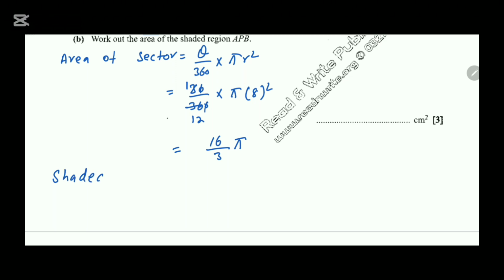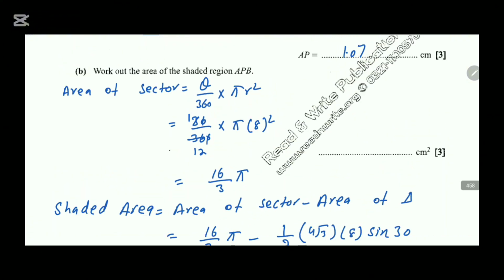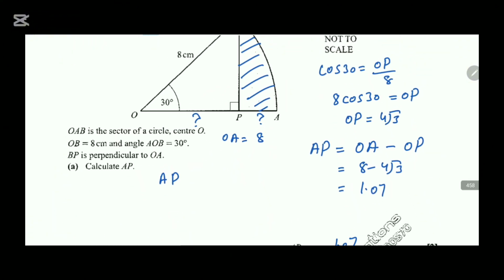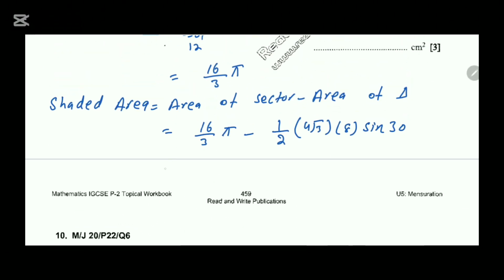Shaded area is equal to area of sector minus area of triangle, and that is 16 over 3 pi minus 1 over 2 area of triangle: 4 under root 3 into 8 into sine 30. This is the formula that we will use here because the angle is given, so you will use the 1 over 2 ab sine C formula.